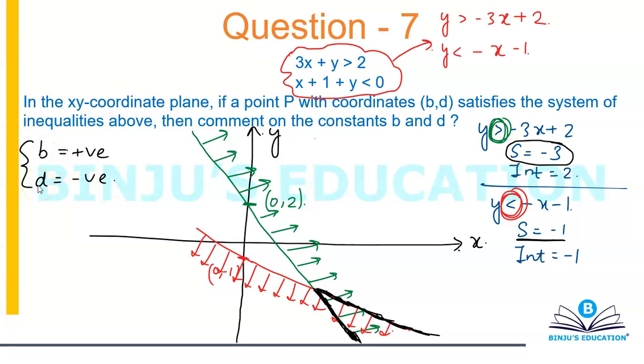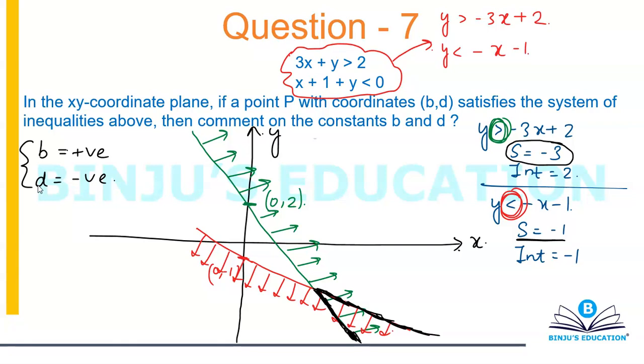Now based upon this, they can give you a couple of options. For example, B is always greater than D, B is less than D, B times D is greater than 0, B times D is less than 0, B plus D is always positive, B plus D is always negative. But once you know where (B, D) lies, then you can figure out whatever the question is. The only thing is, you just need to understand where B and D are going to lie.